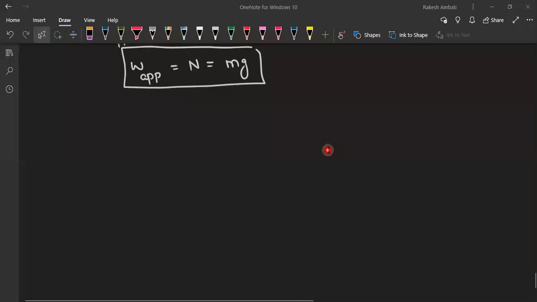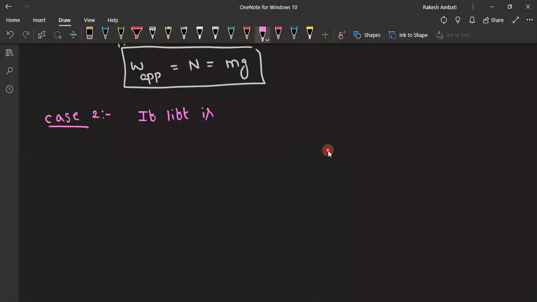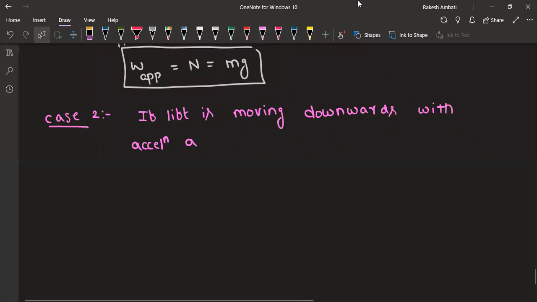Right, second case. If the lift is moving downwards with acceleration a. Same thing in this case, we have to follow normal force. Okay, those things.